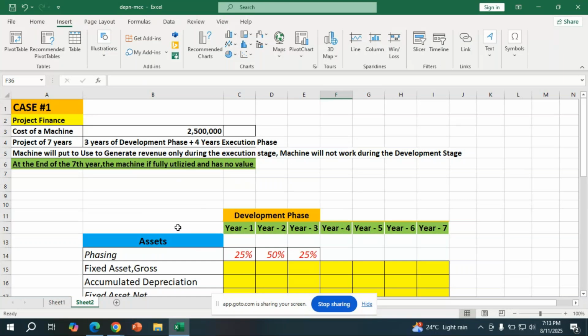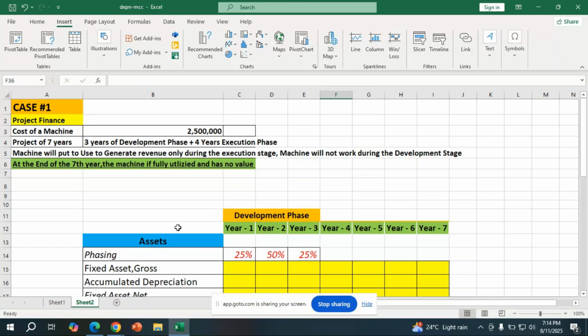The total project is for a period of 7 years, where in that 7 years, 3 years is the development phase and 4 years is the execution phase of the complete project. You can see a line put up there, and it says machine will be put to use to generate revenue only during the execution stage. Machine will not work during the development stage. I'll repeat the statement. Machine will be put to use to generate revenue only during the execution stage.